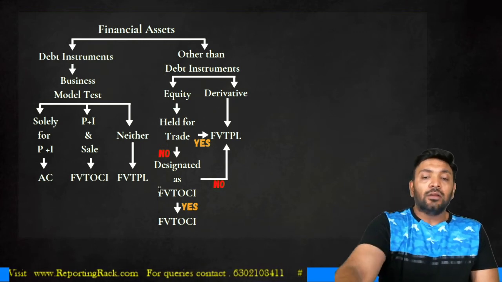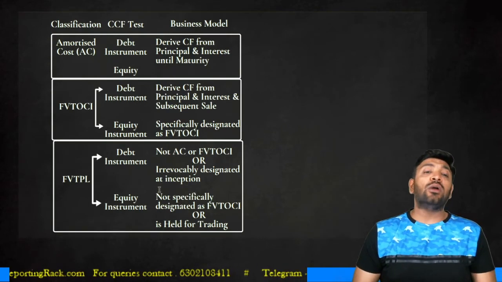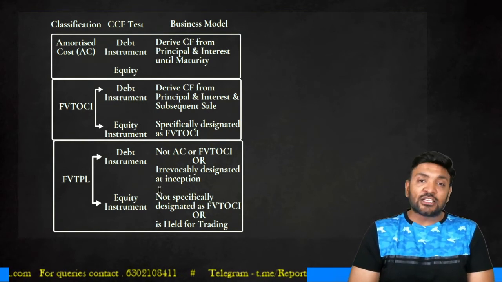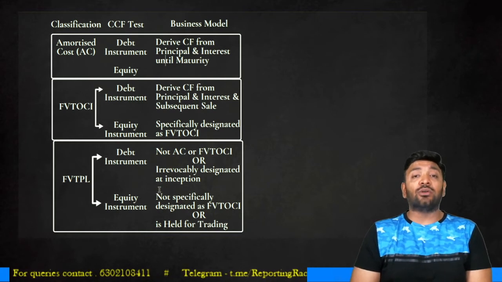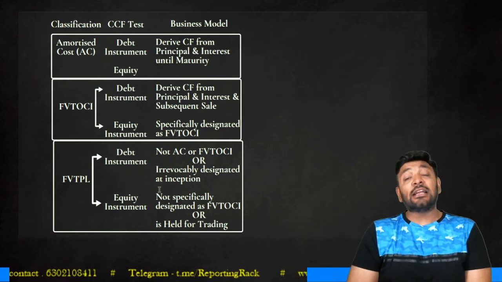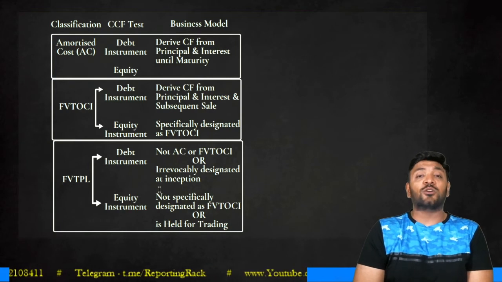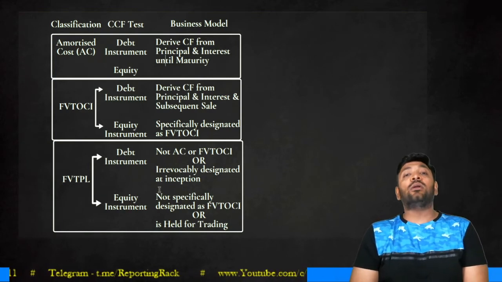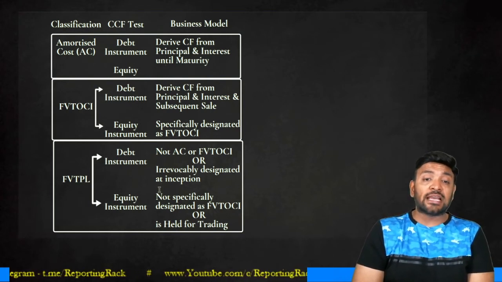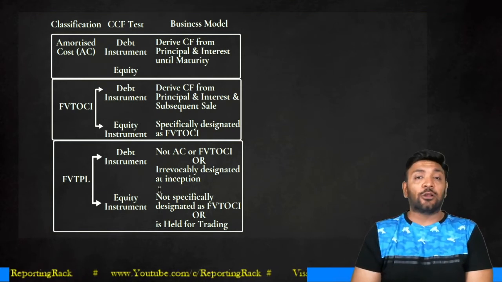Clear? That is why I played this slide, which gives a holistic understanding of how each financial asset is classified. Amortized cost can only be a debt instrument where the enterprise has an intention to derive cash flows until maturity only from principal and interest. A debt instrument can be FVTOCI as well, if the intention of the enterprise is to derive cash flows from principal and interest initially and to derive cash flows from subsequent sale. An equity instrument can be classified as FVTOCI when it is not held for trade and it is specifically designated as FVTOCI.